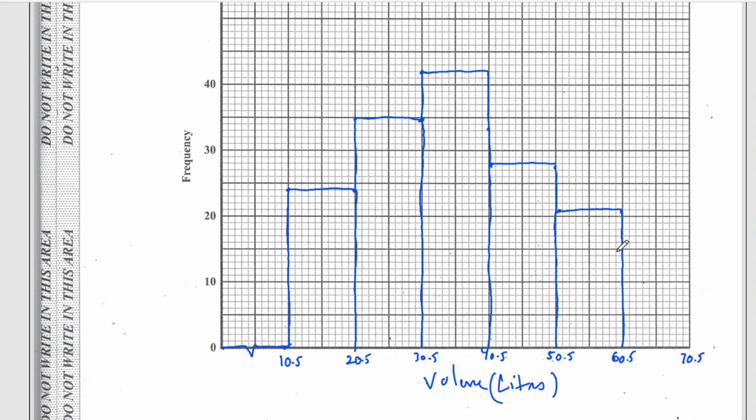So if you remember, when drawing a histogram, you need to put your boundaries as your x-axis, not the actual limit values, your class boundaries, lower and upper class boundaries. Right, that was the end of this question.